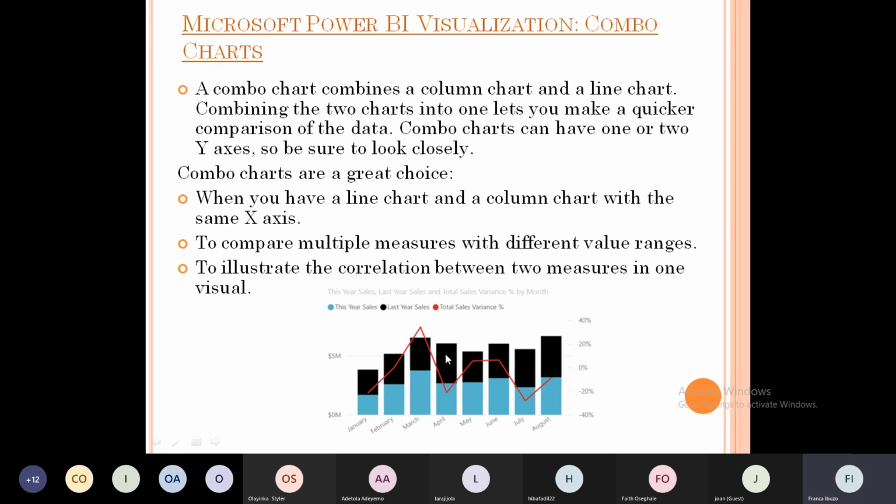A combo chart combines a column chart and a line chart. What you have here is the line chart. Okay, it's combo. That's why it's called combo. Combining the two charts into one lets you make a quicker comparison of the data. So combo charts can have one or two y-axes, so be sure to look closely. Okay.